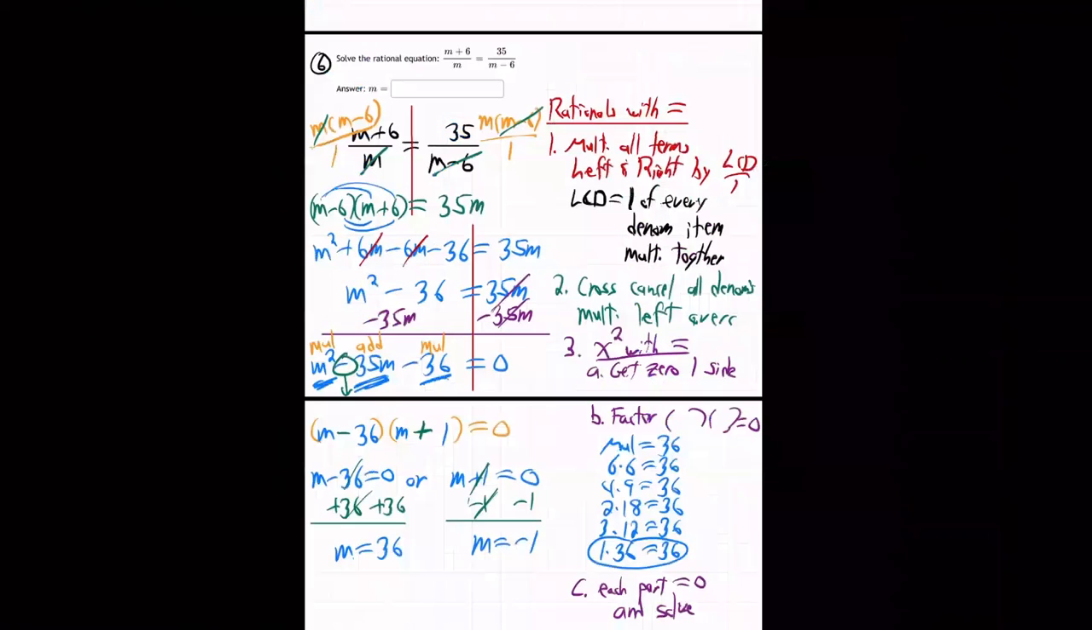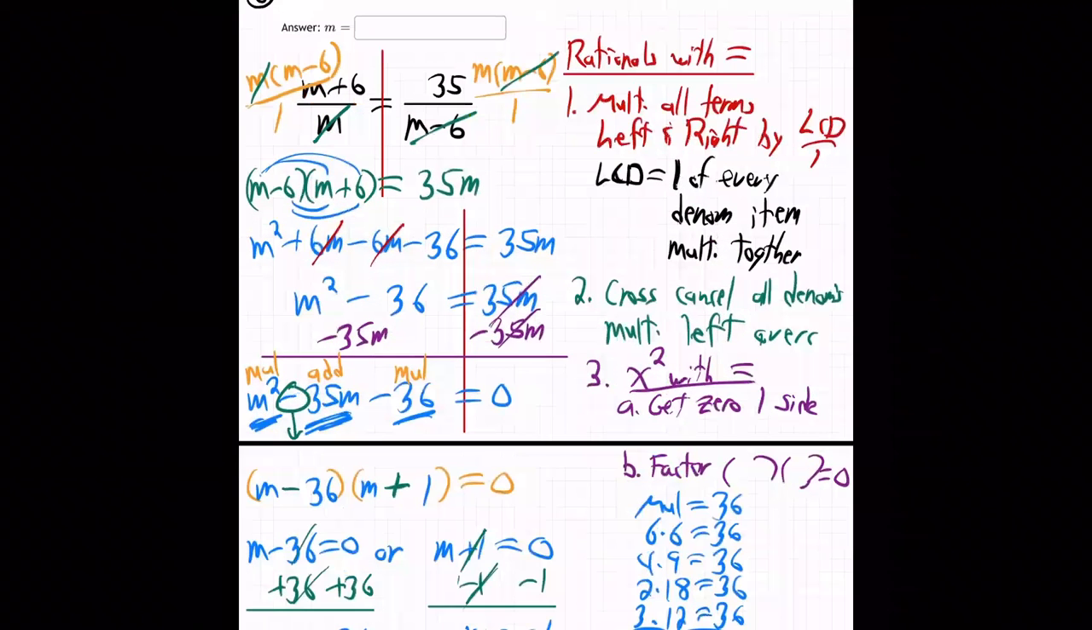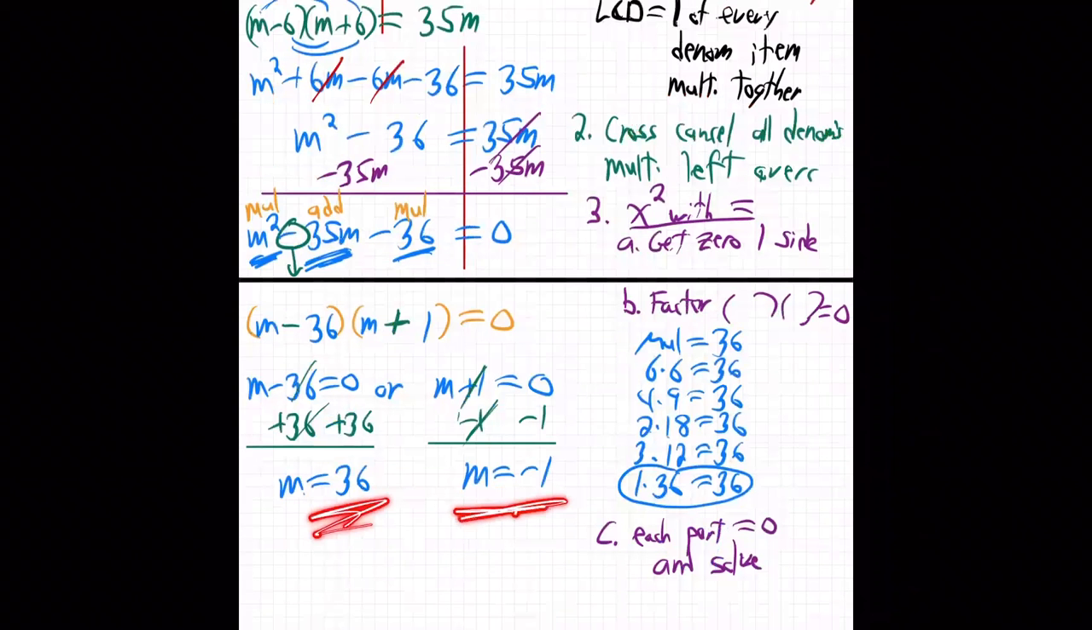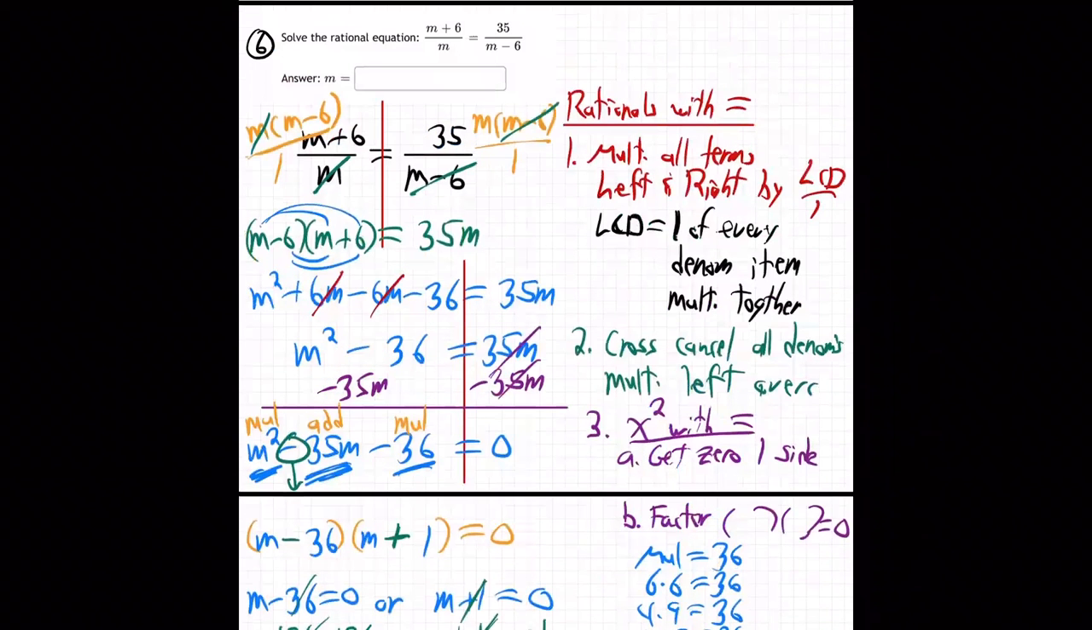But hold on, what is m? Oh, yeah, no, they're both good. They're both valid answers, 36 and -1. So you just come on up here and you put in 36, comma, -1. You can put the -1 first and then the 36. The order doesn't matter. Just put a comma between them. 2 possible answers. And so there we go.